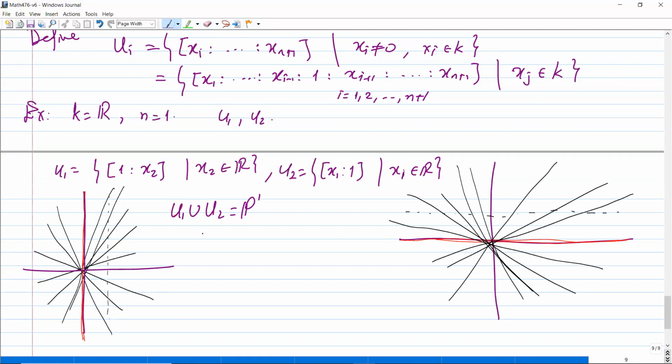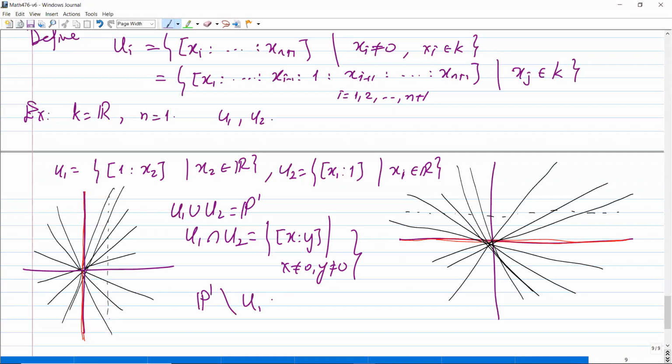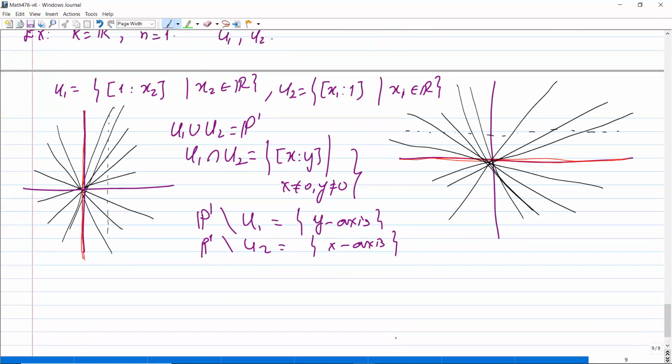And their intersection, U1 intersection U2, is all x and y such that x is not 0 and y is not 0, so all the lines except the x-axis and y-axis. And P1 minus U1, for example, is just one point, and that's the y-axis. And P1 minus U2 is all the subspaces except the x-axis.